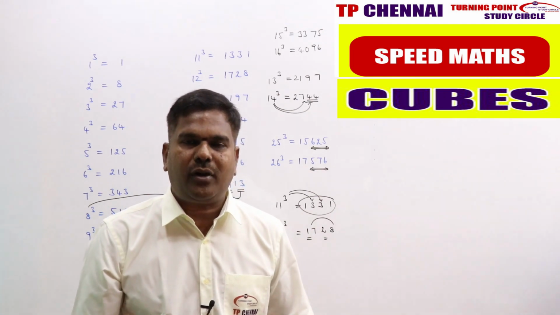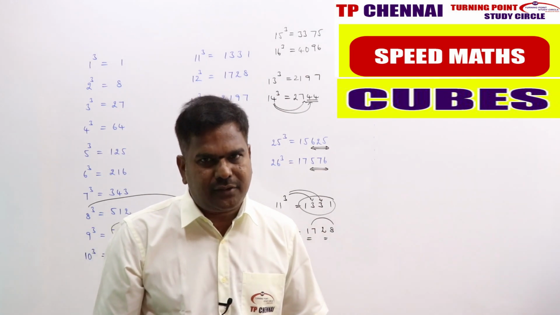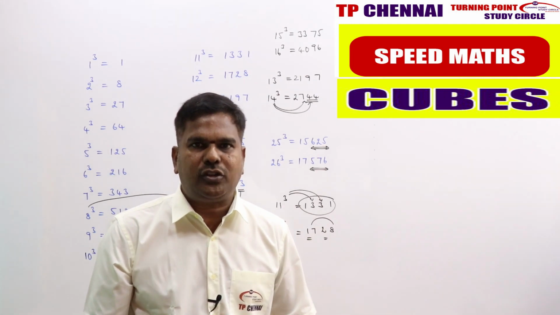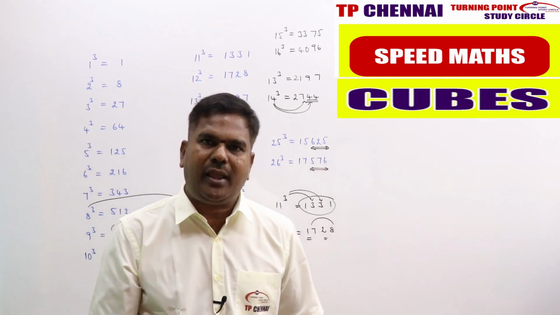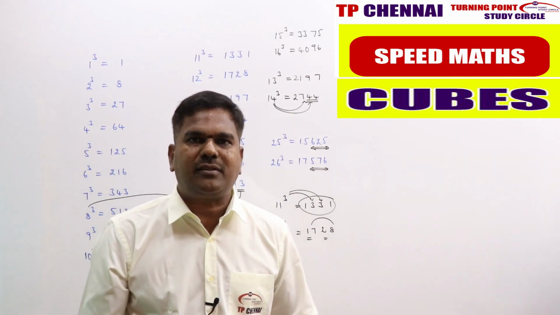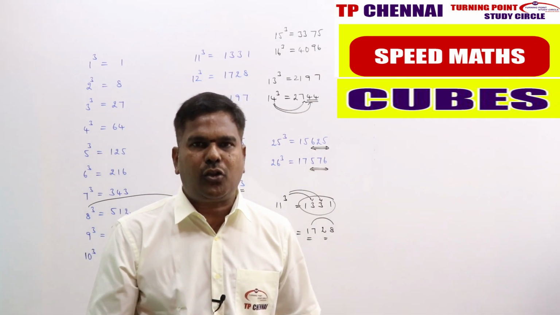4 cube is 64, 5 cube 125, 6 cube 216, remember 6 cube 216. 7 cube has 3 on either side, in between 4 3: 4 3 4 3. 8 cube 512, 8 cube starts with a 5 only. 8 cube is 512 and 9 cube is nothing but a 27 square. How much is it? 729. So 9 cube is 729 and 10 cube is 1000.